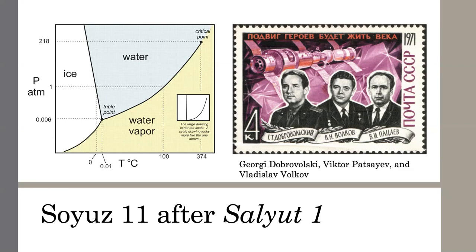So if you happen to be 3 human beings whose blood is made mostly of water, your blood boils inside you instantly and kills you. And these are the only 3 people to have ever died in space.